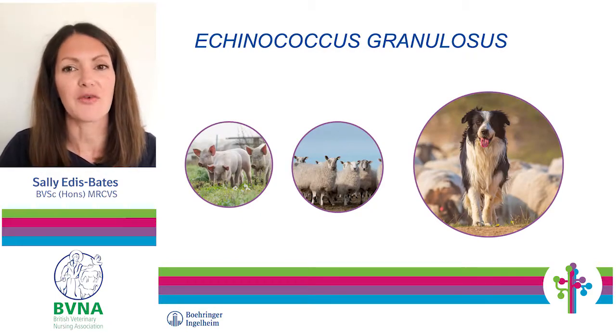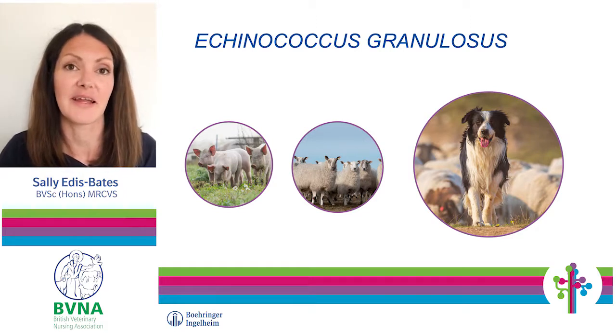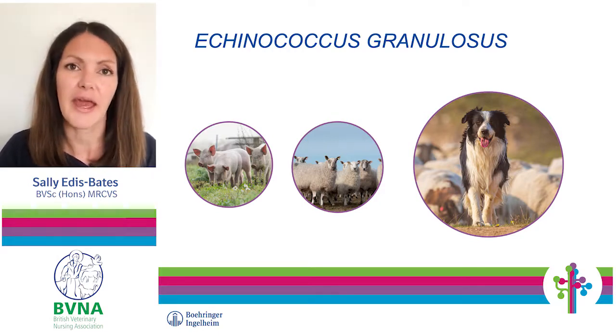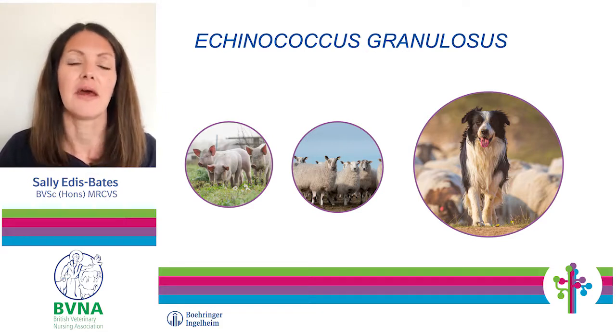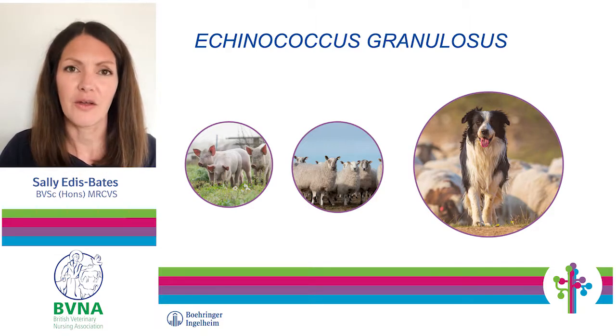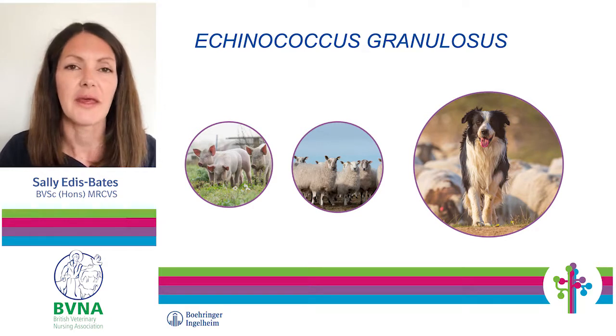The intermediate hosts for Echinococcus granulosus are mainly pigs and sheep. And therefore dogs that have access to pig or sheep carcasses that are living in endemic areas are going to be at the highest risk of becoming infected with Echinococcus granulosus. And Echinococcus granulosus is the smallest tapeworm that we're discussing today. It normally measures about 5 to 6 millimetres long.